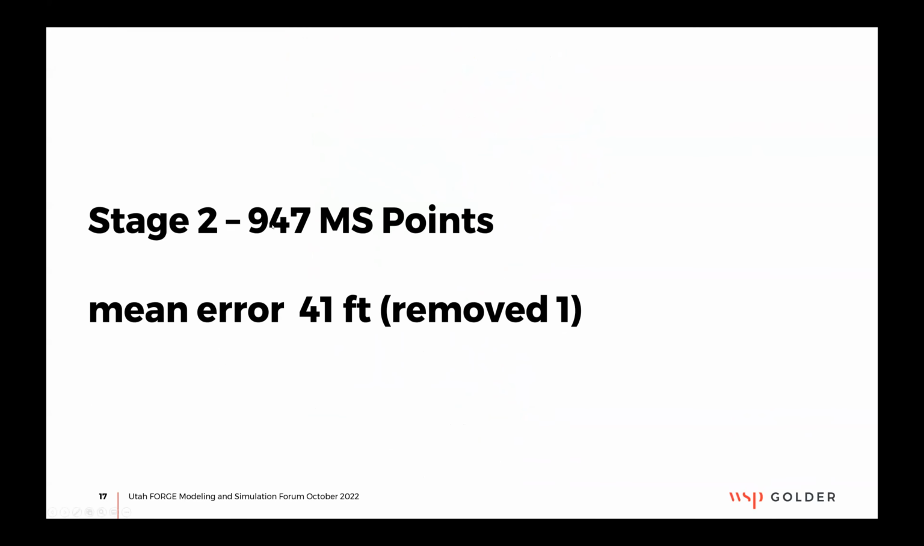Stage 2, we had a lot more points, 947 in the catalog. The mean error was only 41 feet, removing just one that, I think, they couldn't calculate error for. I removed points if they had an error of around 100,000. So there was one case that had an odd error on this one. Removing that point, the mean error was only 40 feet on this stage 2.